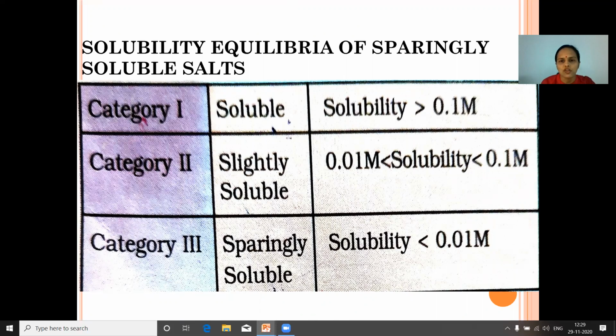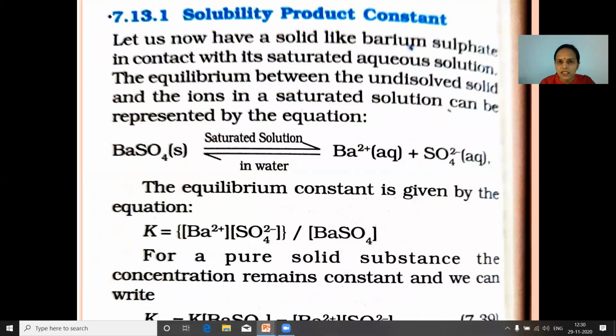Category 2, slightly soluble salts, their solubility is greater than 0.01 molar and less than 0.1 molar. And category 3 is sparingly soluble salts, and here the solubility is less than 0.01 molar respectively. Let's see the solubility product constant.